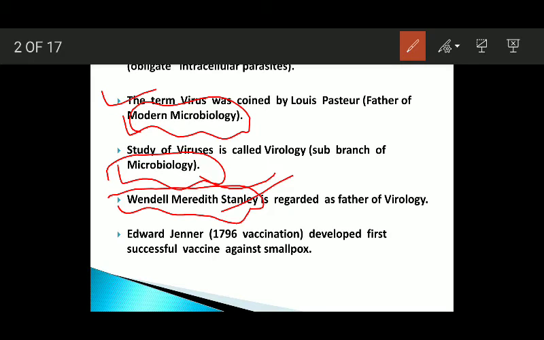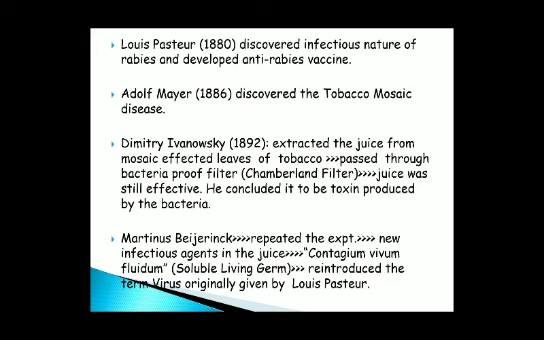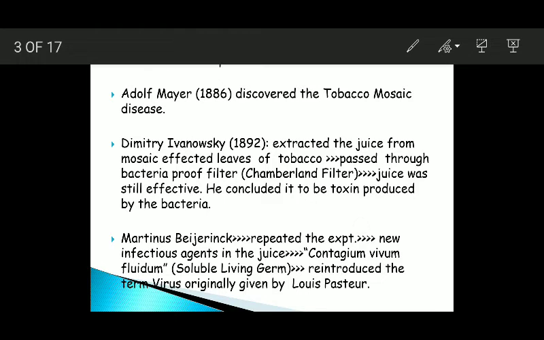Then Edward Jenner in 1796 developed the very first successful vaccine against smallpox. Then Louis Pasteur in 1880 discovered the infectious nature of rabies and developed the anti-rabies vaccine. Then in the year 1886, Adolf Meyer discovered tobacco mosaic virus, or you can say tobacco mosaic disease.